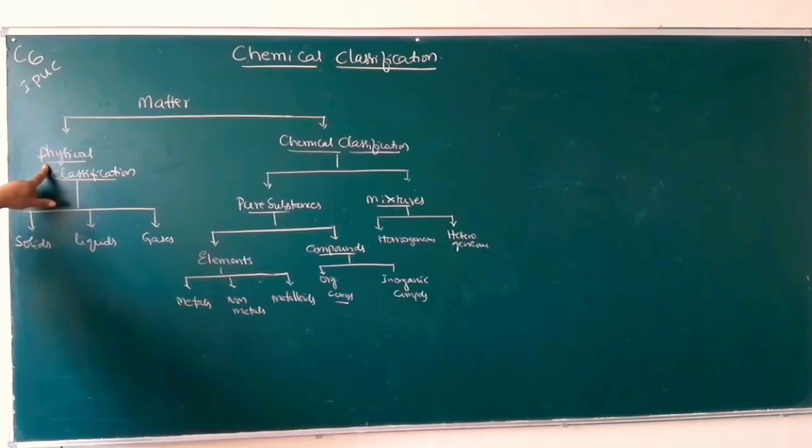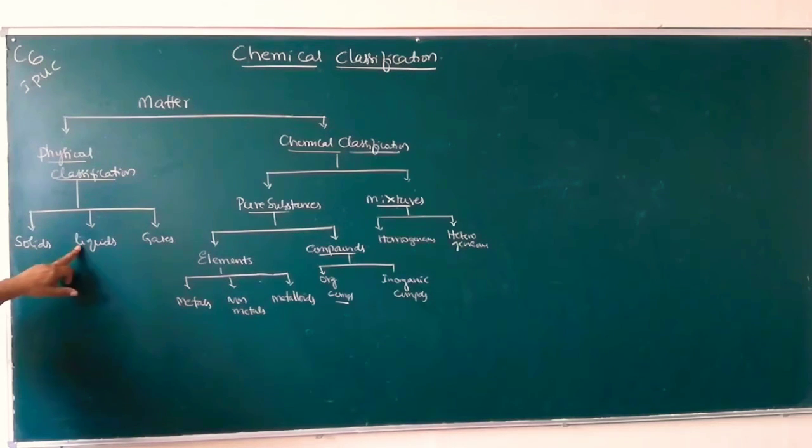In physical classification, based on the physical states of the matter and the properties, they are classified into three types, namely solids, liquids and gases. In the last class I told you what are solids, liquids and gases. Solids are the substances which have definite volume and definite shape. Here the particles are very closely packed. The position of the particles is fixed, therefore they have definite shape. Examples of solids: all metals except mercury, sugar, iron, rubber, etc.